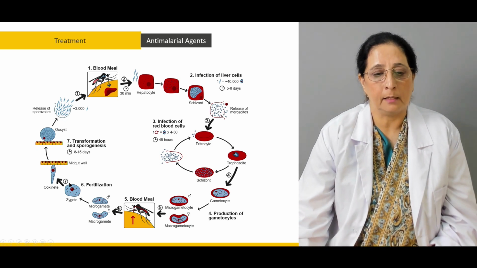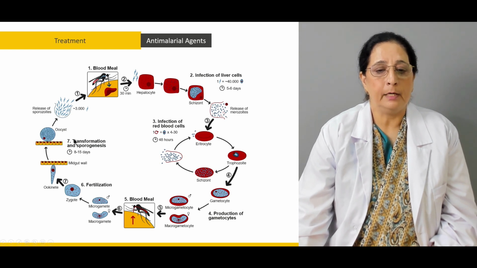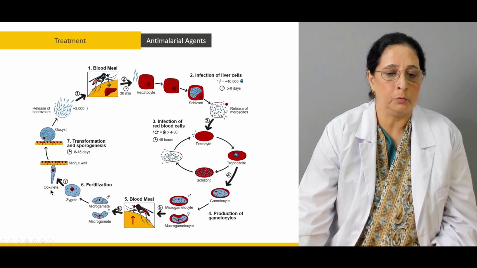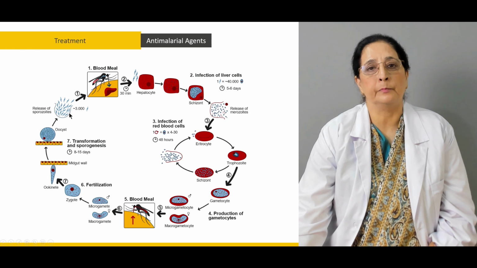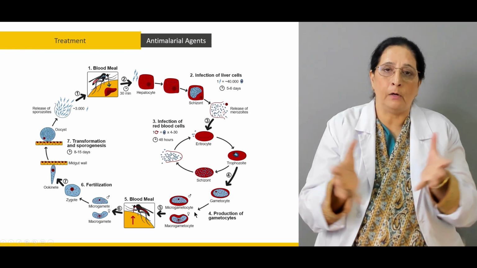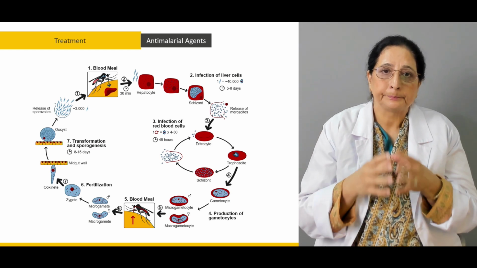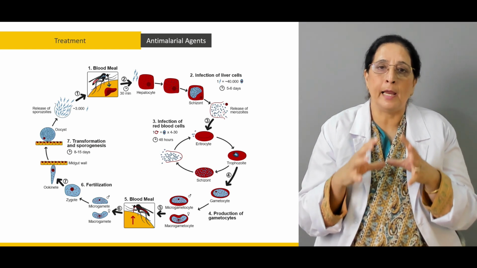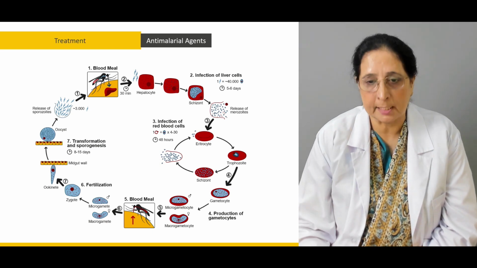starts, and the fertilization occurs, a zygote is formed, and then we have the transformation of the zygote to an ookinete. And then there is formation of the oocyst and release of sporozoites. So that's the cycle of the Plasmodium or malarial parasite. Now we will look at the different stages and the different anti-malarial drugs which are effective in different stages.